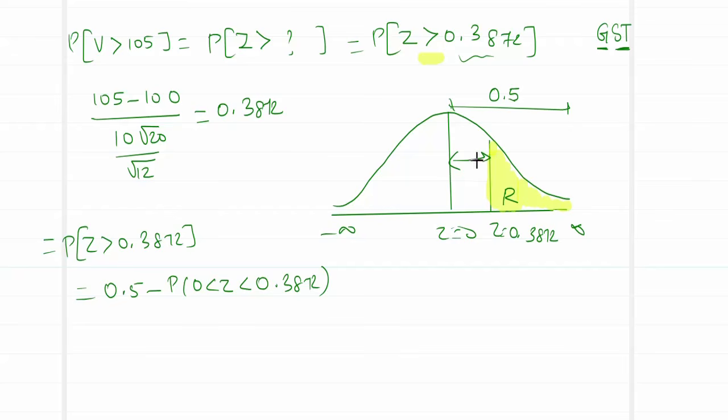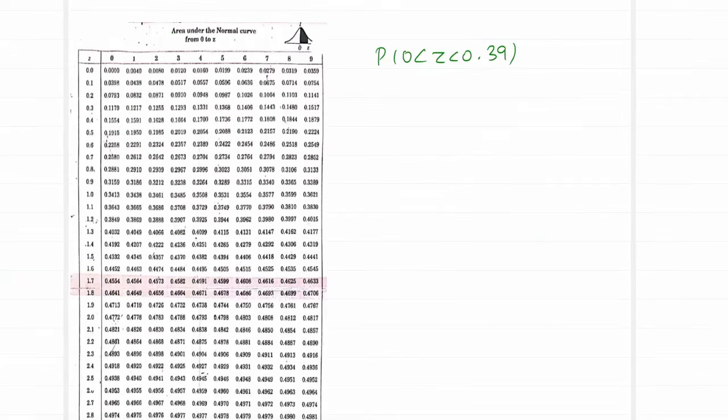Why do we do this? Because my table can read only from the center line to any given particular position. So we will make use of the normal distribution table to find what the area from 0 to 0.3872 corresponds to. Now round it off to 2 places of decimal because the table can read only 2 places of decimals. So you can write it as 0.39. So go and check in your normal distribution table the value for 0 less than Z less than 0.39: 0.3 vertically and 9 in the horizontal position.